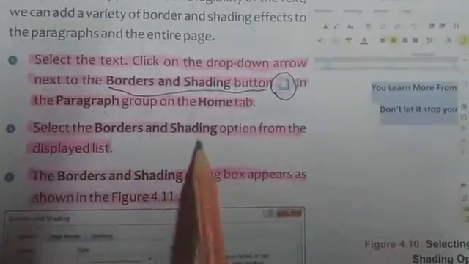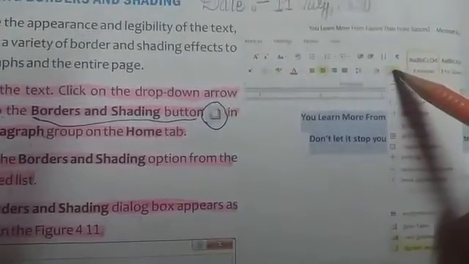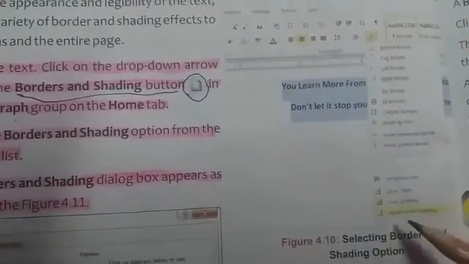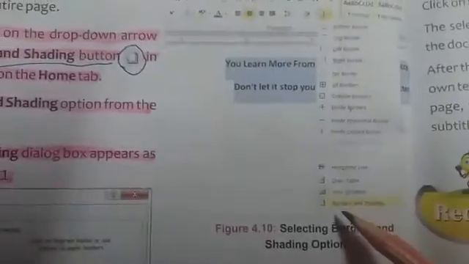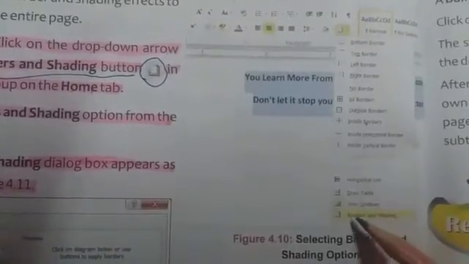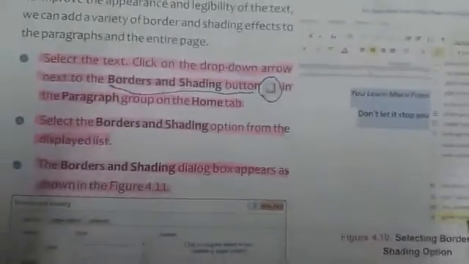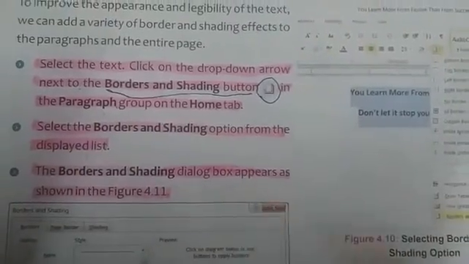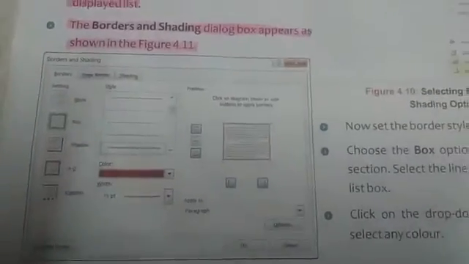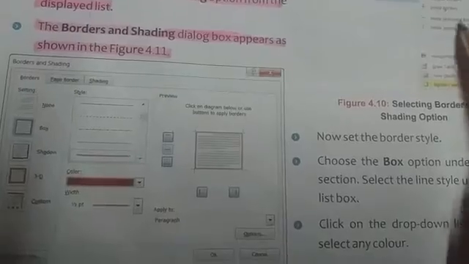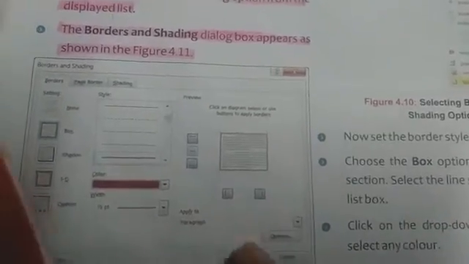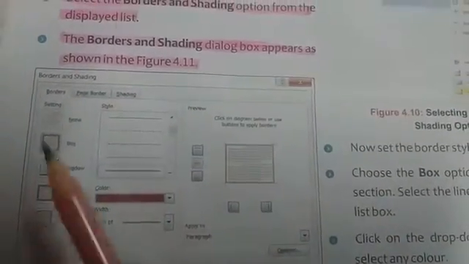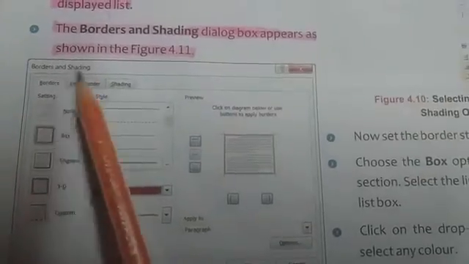Select the borders and shading option from the displayed list. When we click on this, there is an option at the last, you can see from here, Borders and Shading. We will select this option. The Borders and Shading dialog box appears as shown in the figure. So now set the border style.